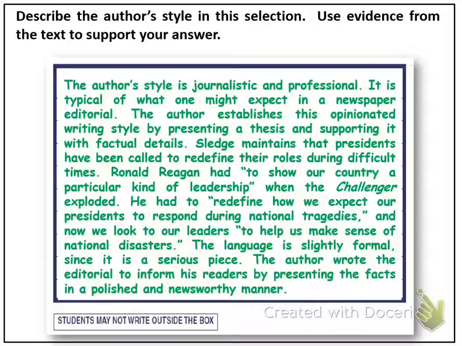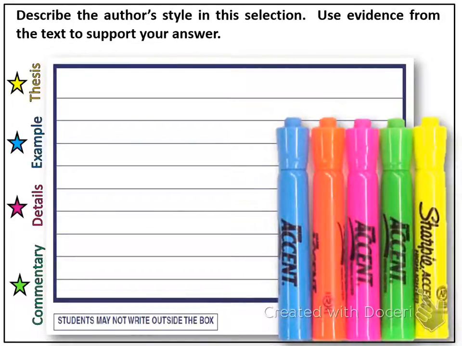But I have to double check myself because I want that score point 3. So I'm going to go in and highlight my thesis statement yellow. I'm going to highlight my example blue. I'm going to highlight my example pink. And I'm going to highlight my commentary green. And if I am missing any of that, then I know I need to go in and fix it.